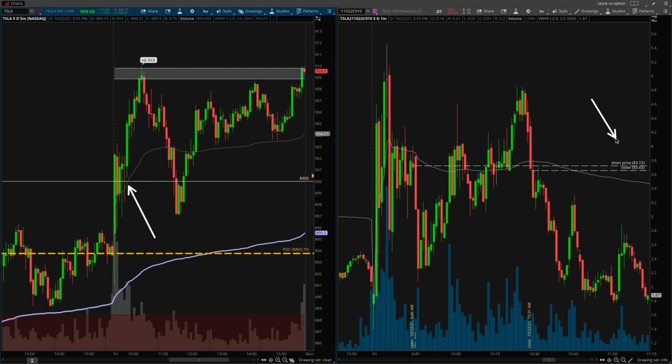Now, when I entered this trade by shorting this contract for $3.72, that means I would have received credit, in other words, for selling that contract. So someone would have paid me $3.72 because they purchased it from me.